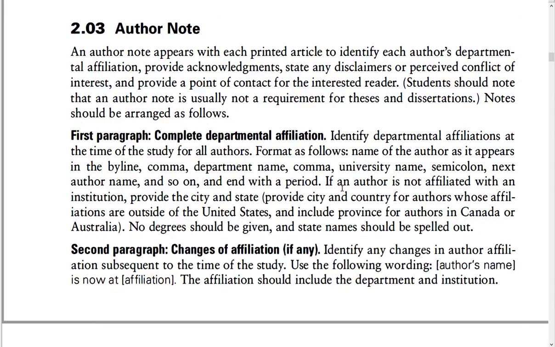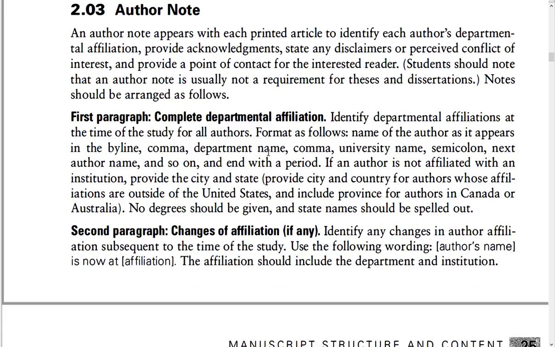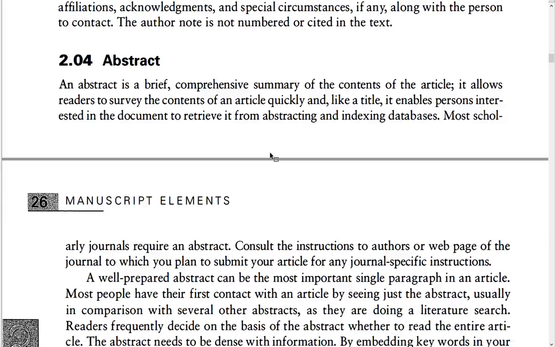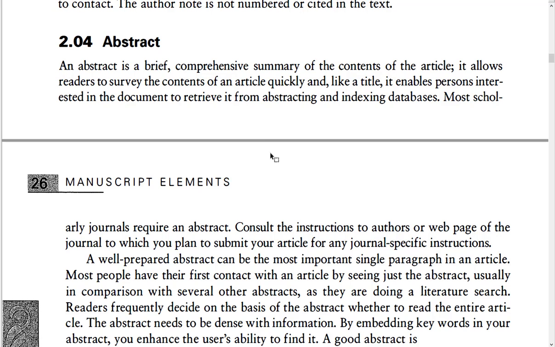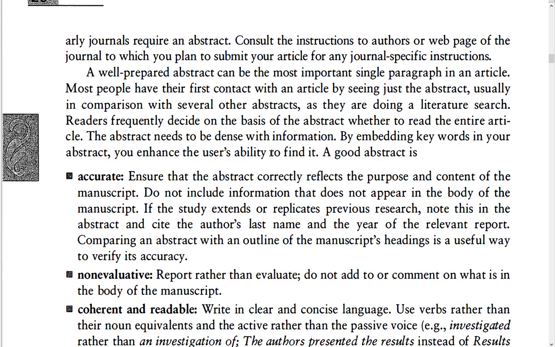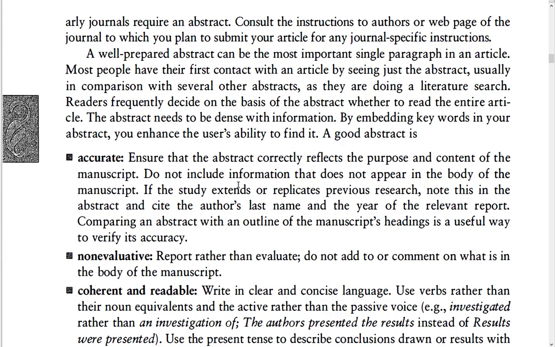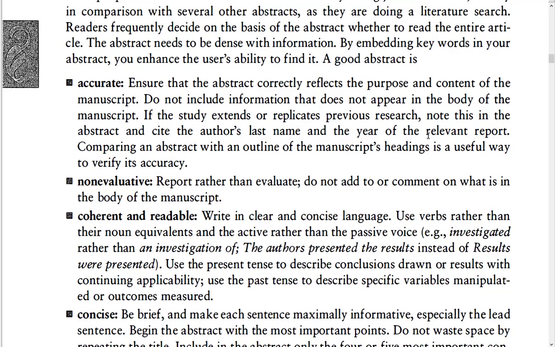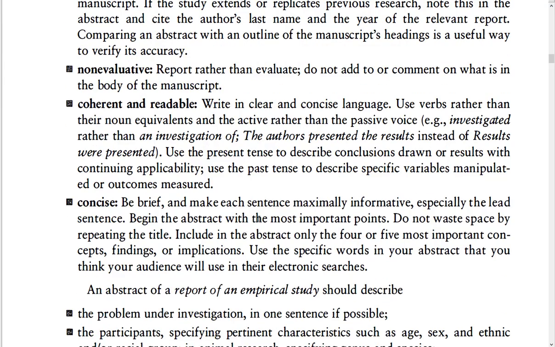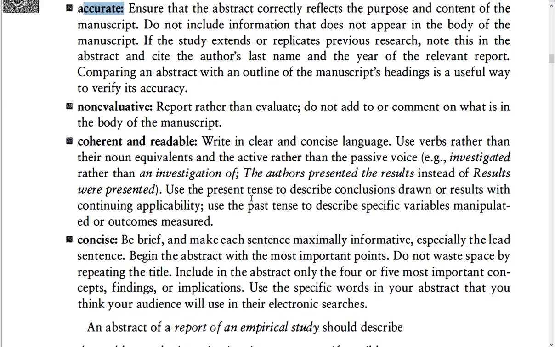There is also this thing called an author note, and we'll talk more about author notes when we actually start formatting your paper. So for now, just know that that's there, and I'm going to keep going. The next section is the abstract. Abstracts, again, the whole purpose of an abstract is to quickly summarize what's going on. And there are some specific things that the APA says that an abstract should be. It should be accurate, non-evaluative, coherent and readable, and concise. Those are the 4 key pillars of a good abstract.